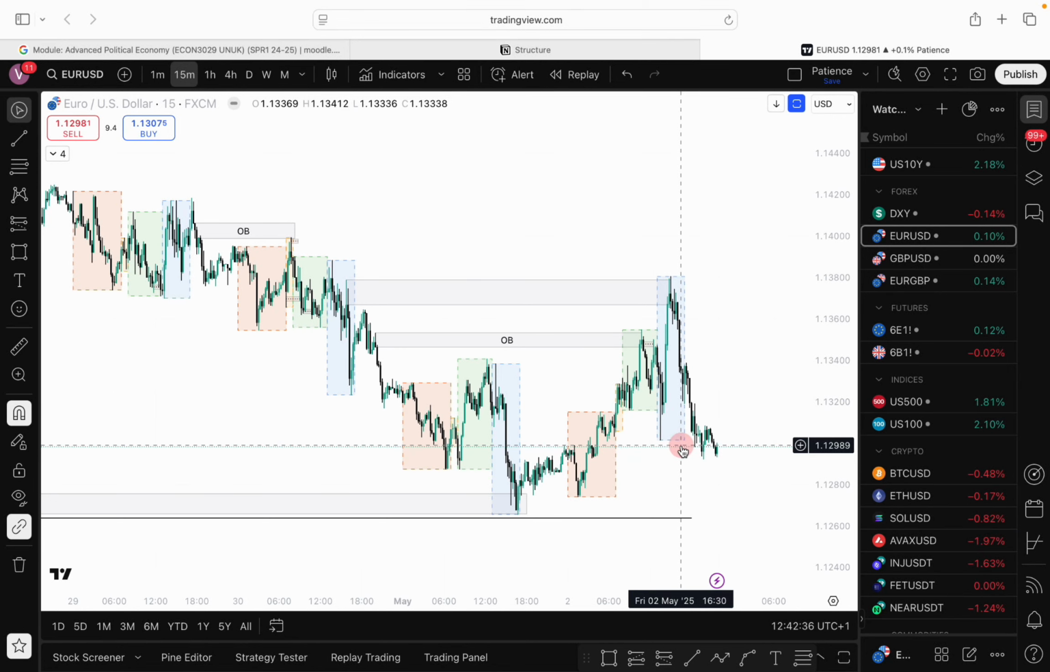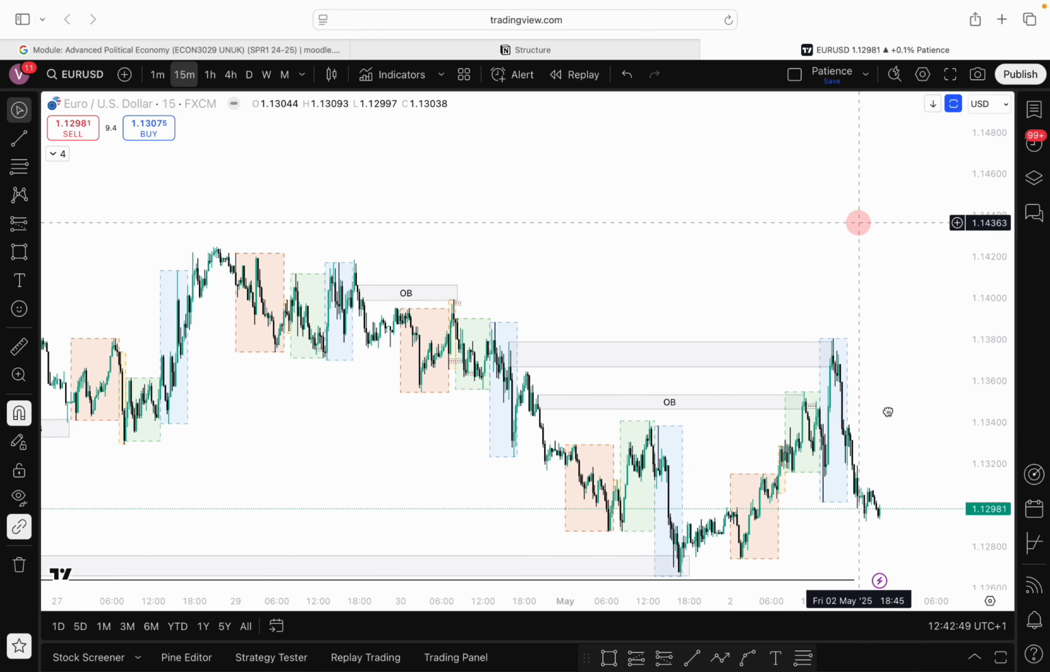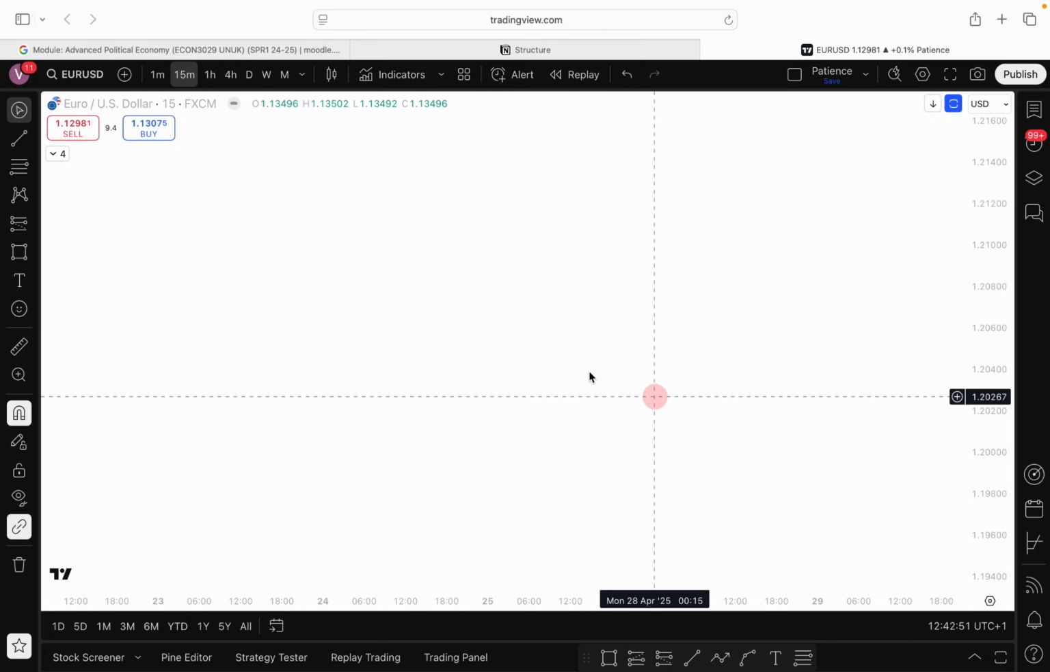Hi everyone. In today's video, I'd like to explain the concept of order blocks, something that's very highly used in ICT and smart money concept trading communities. I'll explain what I know about order blocks and how you can use it to your advantage. So to begin with, I'd like to explain three main types of blocks.